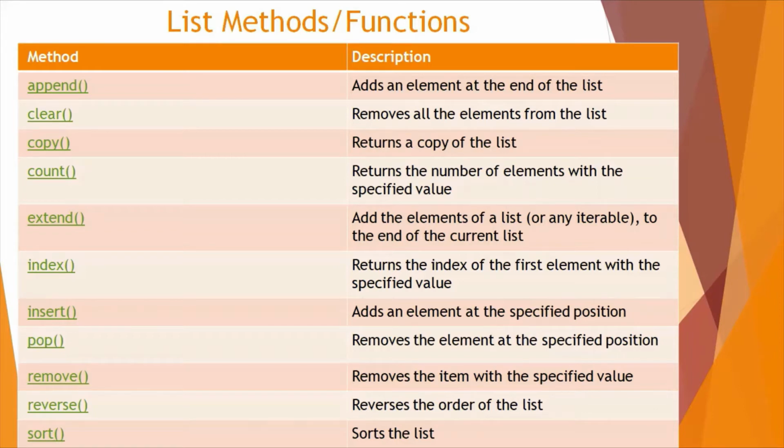Pop removes the element at the specified position. If not given, it will remove the last element. Remove removes the item with the specified value. Reverse reverses the order of the list, and sort sorts the list.